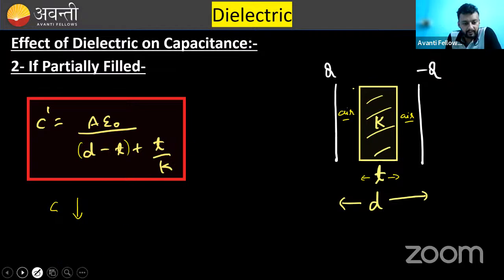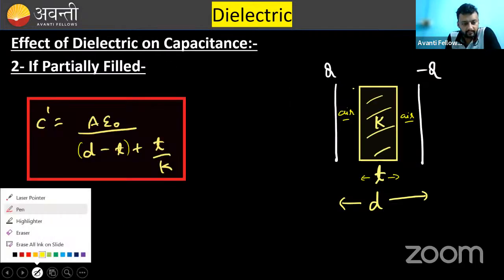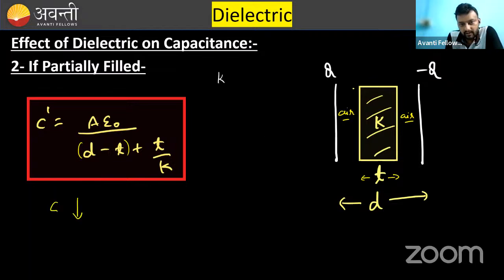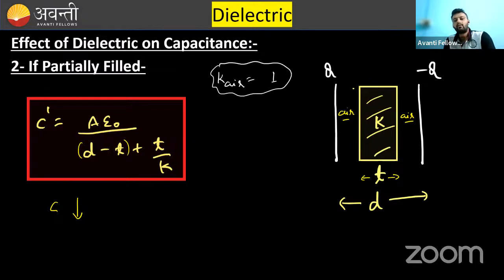One more thing that you should remember. I think everybody knows, K for air is what? 1. Dielectric constant for air is 1. Is it clear? Remember this thing. Now, if you want, I can make you understand one more thing here.